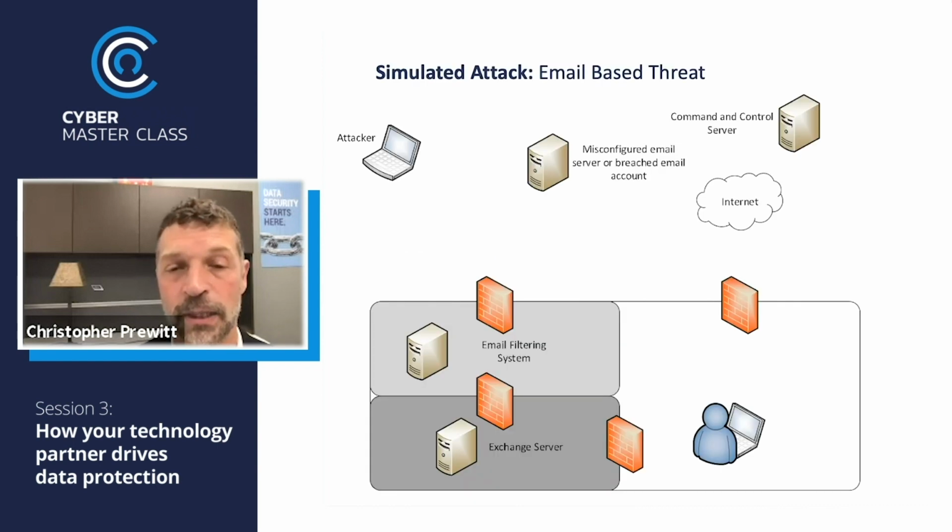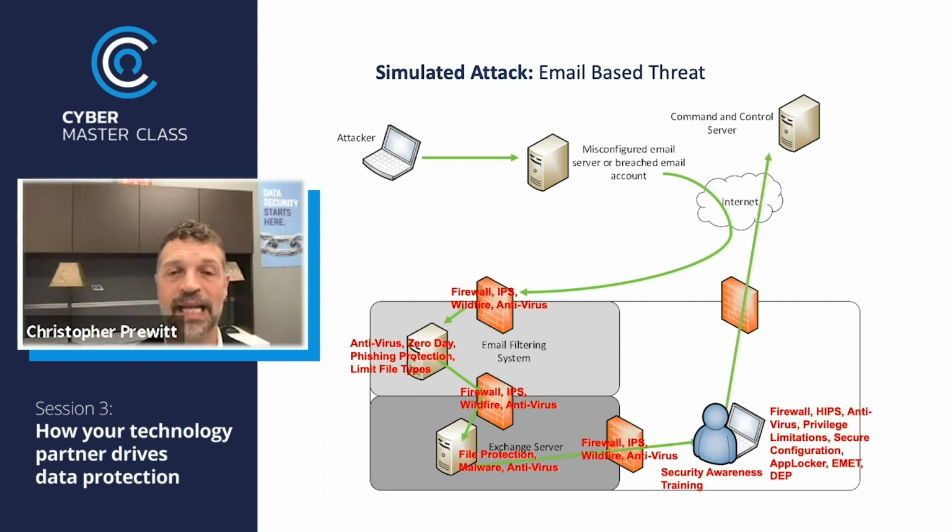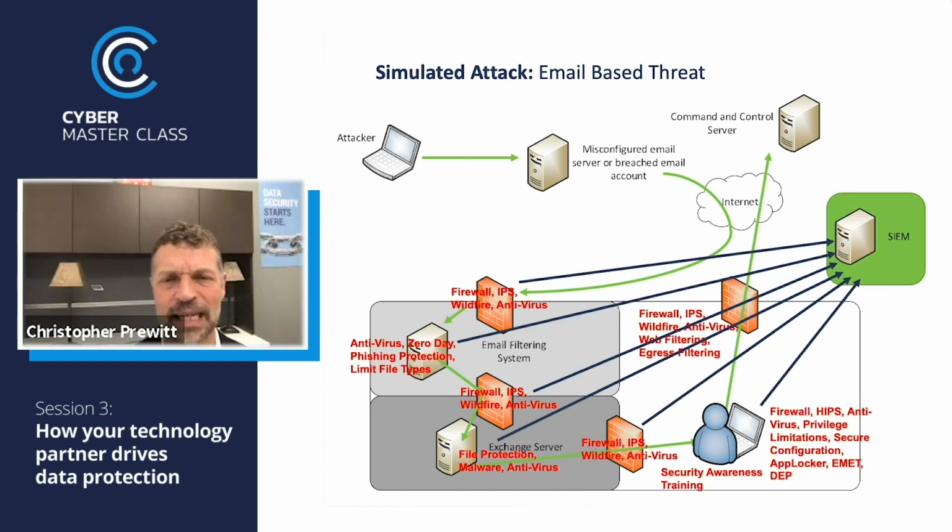It goes through your firewall into your email filtering system. Your firewall, if it's a next-gen firewall, has IPS capabilities, maybe some sandboxing capabilities, also antivirus. If it gets through your next-generation firewall, it's going to then be filtered by your email security system, which also has an antivirus engine and some zero-day protection against phishing. You may also have it configured to limit certain file types, like we don't want to allow exe files or HTA files or other things that are known bad from the security community.